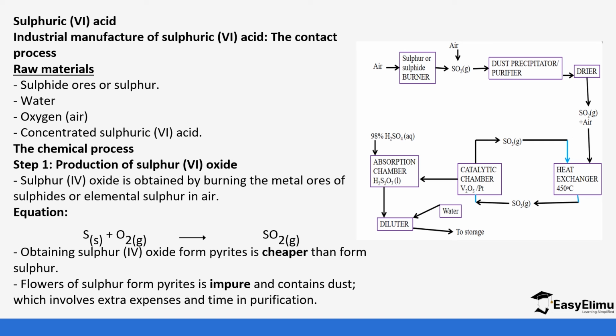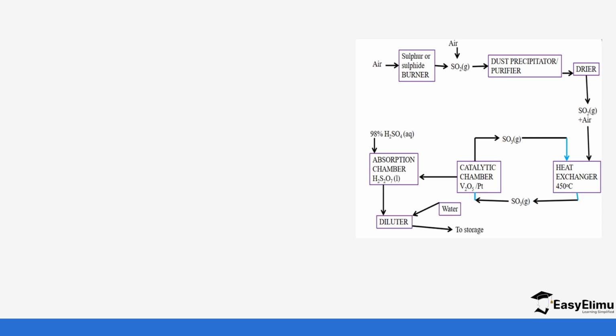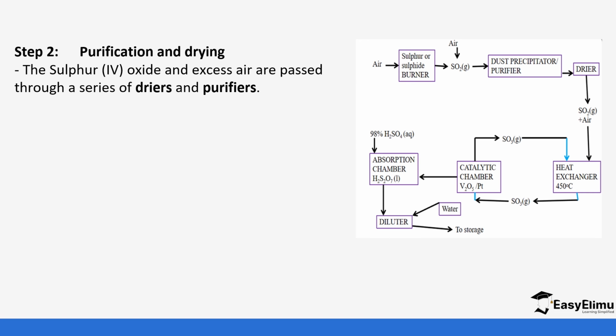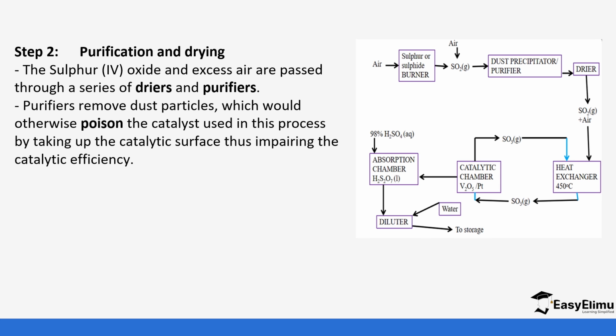Flowers of sulfur from pyrites is impure and contains dust, which can incur extra expense and time for purification. The next step is purification and drying, which is all about the catalyst that we will use. We do not want those impurities as we move on because they are going to interfere with the reaction. So sulfur oxide and excess air are passed through a series of dryers and purifiers. This removes dust particles which would poison the catalyst.